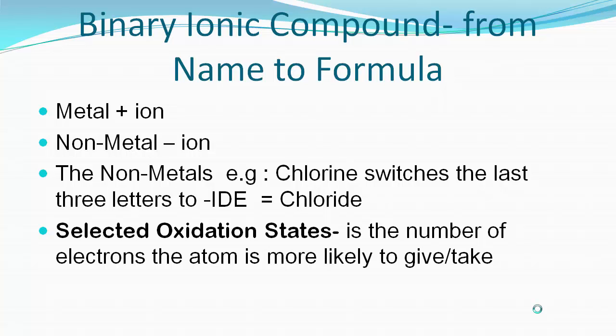So how do you go from a name to a formula? They're going to give you a name, and you have to figure out the formula. First, the metal is the positive part of this ion, and the nonmetal is the negative ion. You really see this when you look at the reference table. What is more likely to happen? The metal will more likely lose its electrons, thus becoming positive, and the nonmetal will more likely gain electrons, thus becoming negative. So for the nonmetal, for example chlorine, you switch the last letters to IDE, so chloride. So let's say you write sodium chloride.